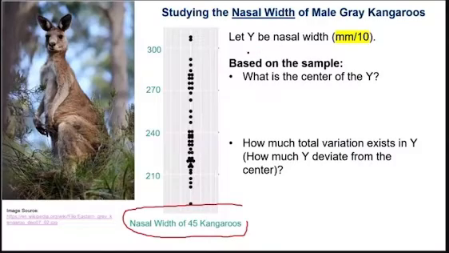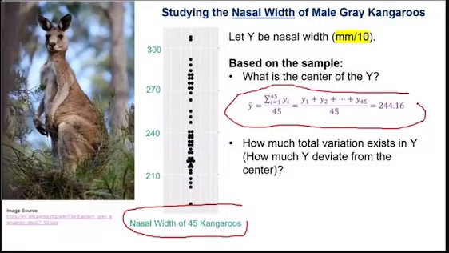Like I said, I let my Y be the NASA weight in that unit. Because there's a variation in the NASA weight of 45 kangaroos, I'm going to be interested in the center, which is the mean, right? Take a look at that. That's the center. What have I done? I add all the NASA weights together, divided by the number of kangaroos, and that gives me 244.16. The 244.16 is the center, the average. Does that make sense? When I have an average, which is what is indicated here, can you see the center, right?